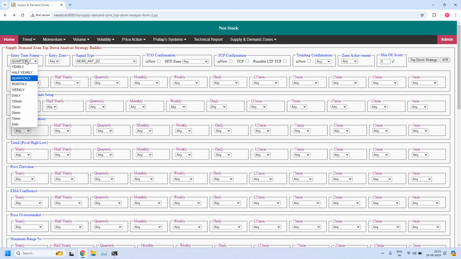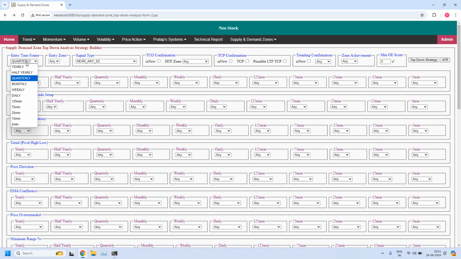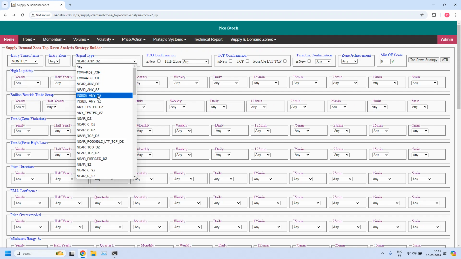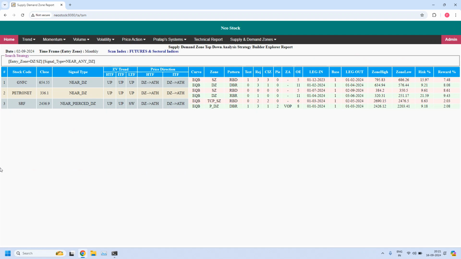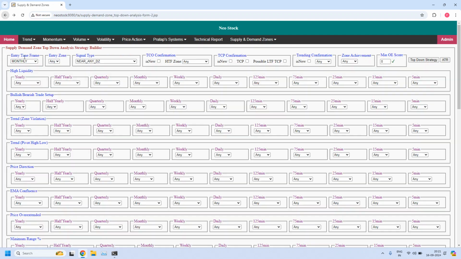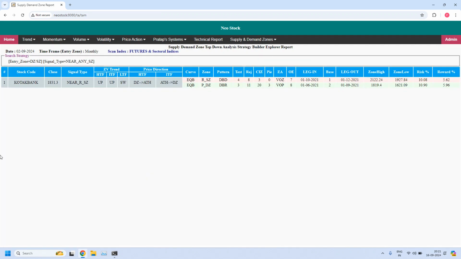Next report, for the quarterly time frame, let us find the stocks near the quarterly supply zone. Two stocks are filtered. Next time frame is monthly. Let us find the stocks near the monthly demand zone. Three stocks are filtered. In the next report for the monthly time frame, let us find the stocks near the monthly supply zone. One stock is filtered.